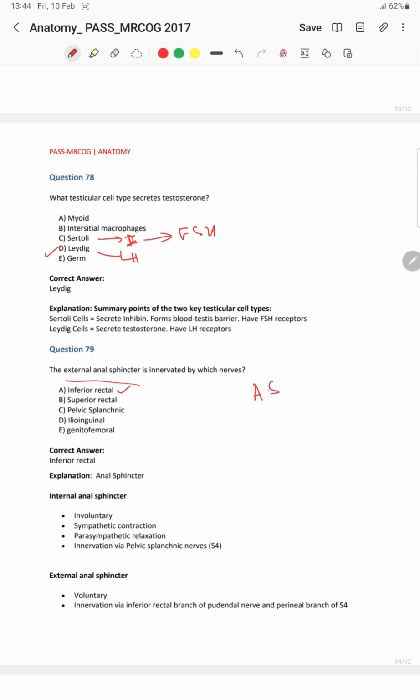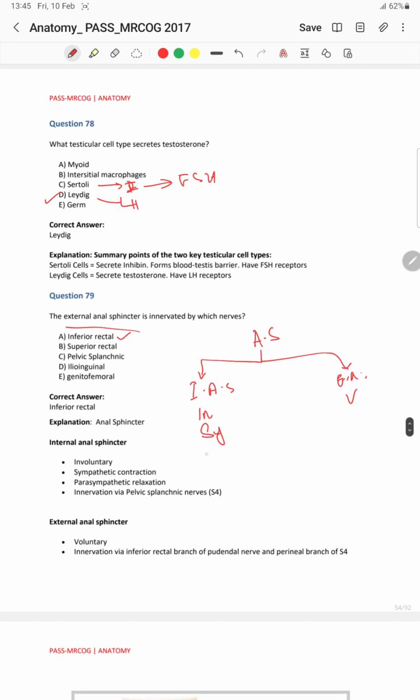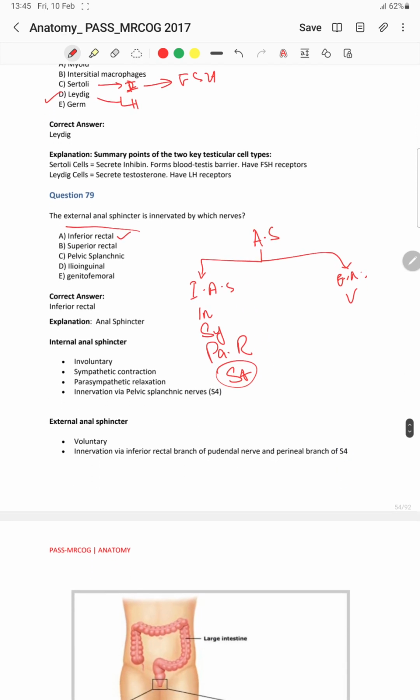The anal sphincter, as we have discussed, is divided into the internal anal sphincter and the external anal sphincter. The internal anal sphincter is involuntary, while the external anal sphincter is voluntary. The internal anal sphincter has sympathetic contraction and parasympathetic relaxation, and it is innervated by the pelvic splanchnic nerve from the root of S4. On the other hand, the external anal sphincter is innervated by the inferior rectal branch of the pudendal nerve and the perineal branch of S4.